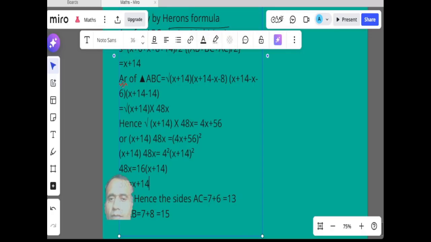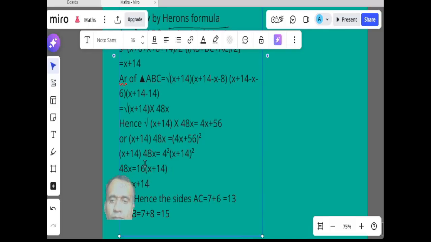By comparing these two areas, we get this equation: x plus 14 into 48x is equal to 4x plus 56 whole square. Now 4x plus 56 means 4 into x plus 14, so that means 4 square into x plus 14 square. x plus 14 gets cancelled. So we get 48x is equal to 16 into x plus 14.